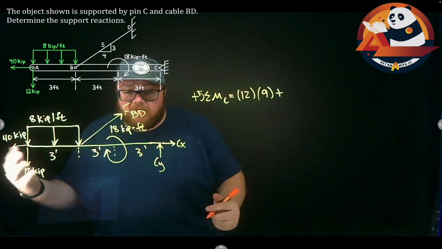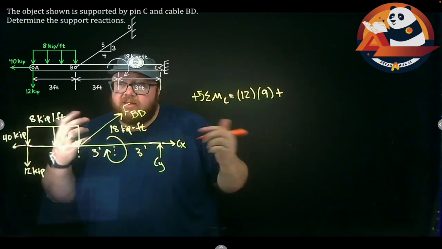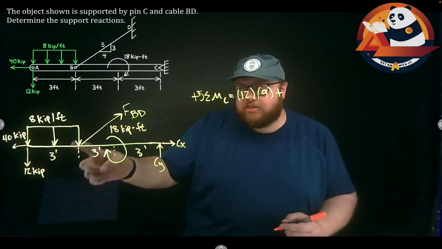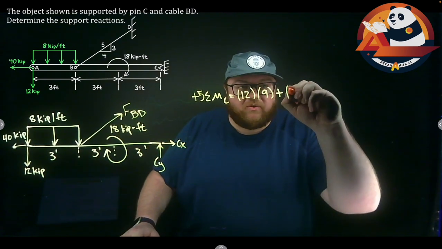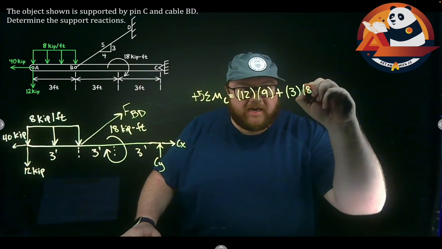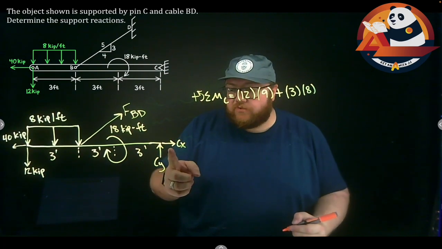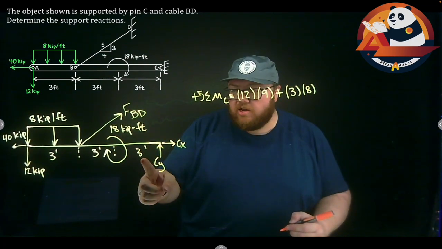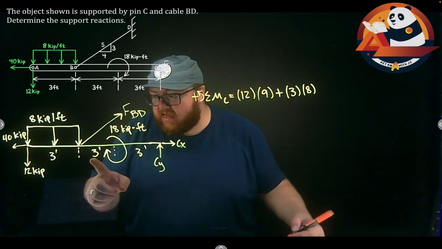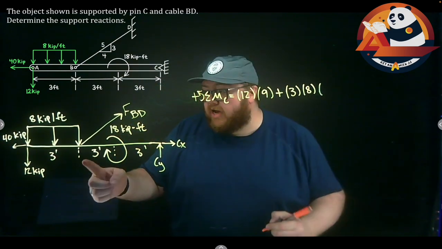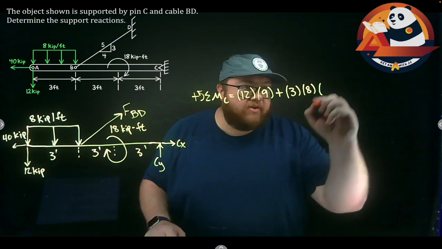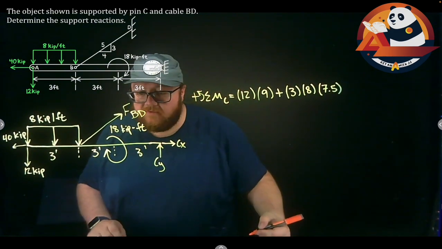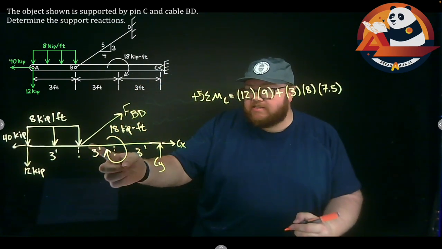The force of a distributed load is the area. So for the area of a rectangle, it's just base times height. So plus force, 3 times 8, times my distance from C to the dead center of the rectangle, which will be 3 plus 3 is 6, plus halfway in. Plus half of 3 is going to get us to 7.5.